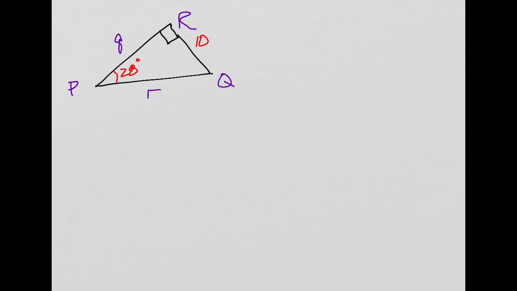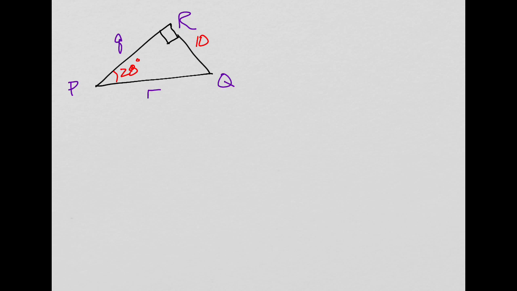For this triangle, I'm given one side and one of the acute angles. So we can use a trig function to find the length of another side. It doesn't really matter which one you pick. If you pick Q or you pick R, I'm going to pick Q, not for any reason other than I like Q. So for the 28-degree angle that's given, 10 is my opposite side and Q is the adjacent side.